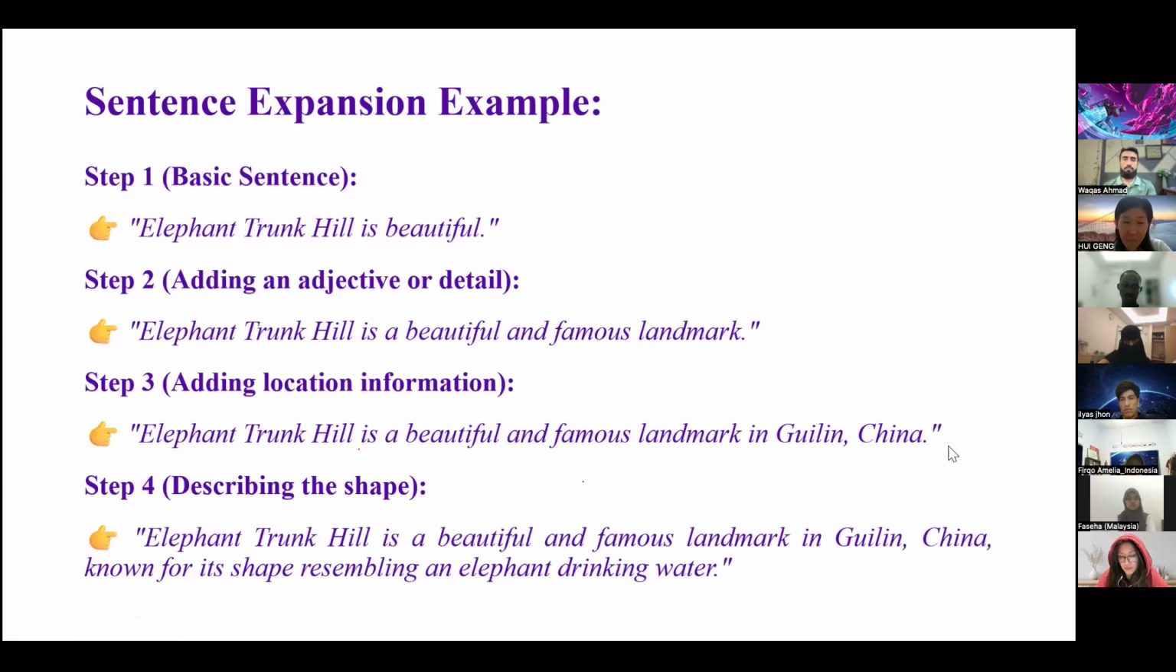And next step, describing the shape. Elephant Trunk Hill is a beautiful and famous landmark in Guilin, China, known for its shape resembling an elephant drinking water. So after these four steps, what else can we add? What else can we add? The adjective, the detail, the location, the shape, and what else? If you are the writer, you're going to write a novel and you have to try to maybe describe the environment, the atmosphere, how to do that by using the language features that were mentioned by Chomsky.